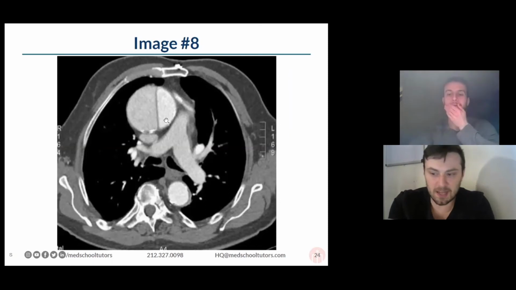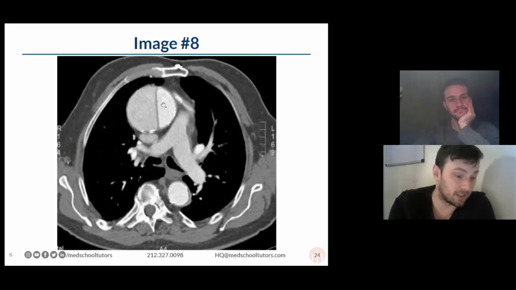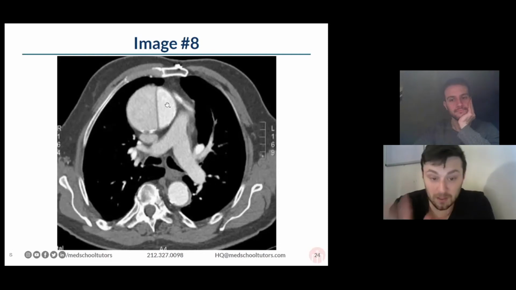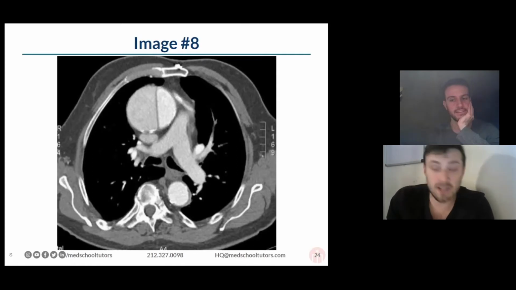I'll give you guys a couple more seconds, but yeah, the big elephant in the room is this big honking aortic dissection. So since that one was a little bit easy, what's the most common cause of aortic dissection? So I see a couple good ones. I see smoking, I see Marfan's, I see hypertension. Hypertension is probably the most common and is probably the most relevant.